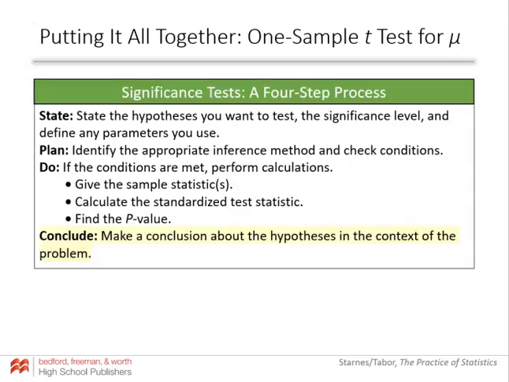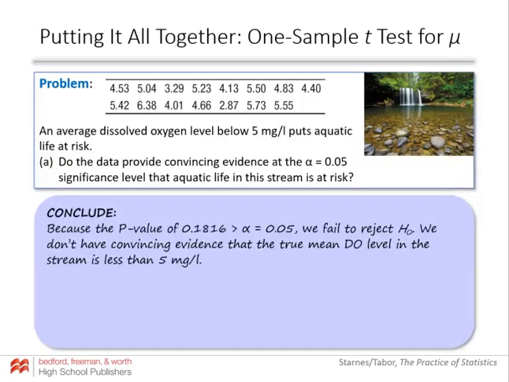And last step is conclude, and we're using that same conclusion sentence as before. So because the p-value in this case is greater than our significance level, we're going to fail to reject, and we do not have convincing evidence that the true mean oxygen level is less than 5 milligrams per liter.